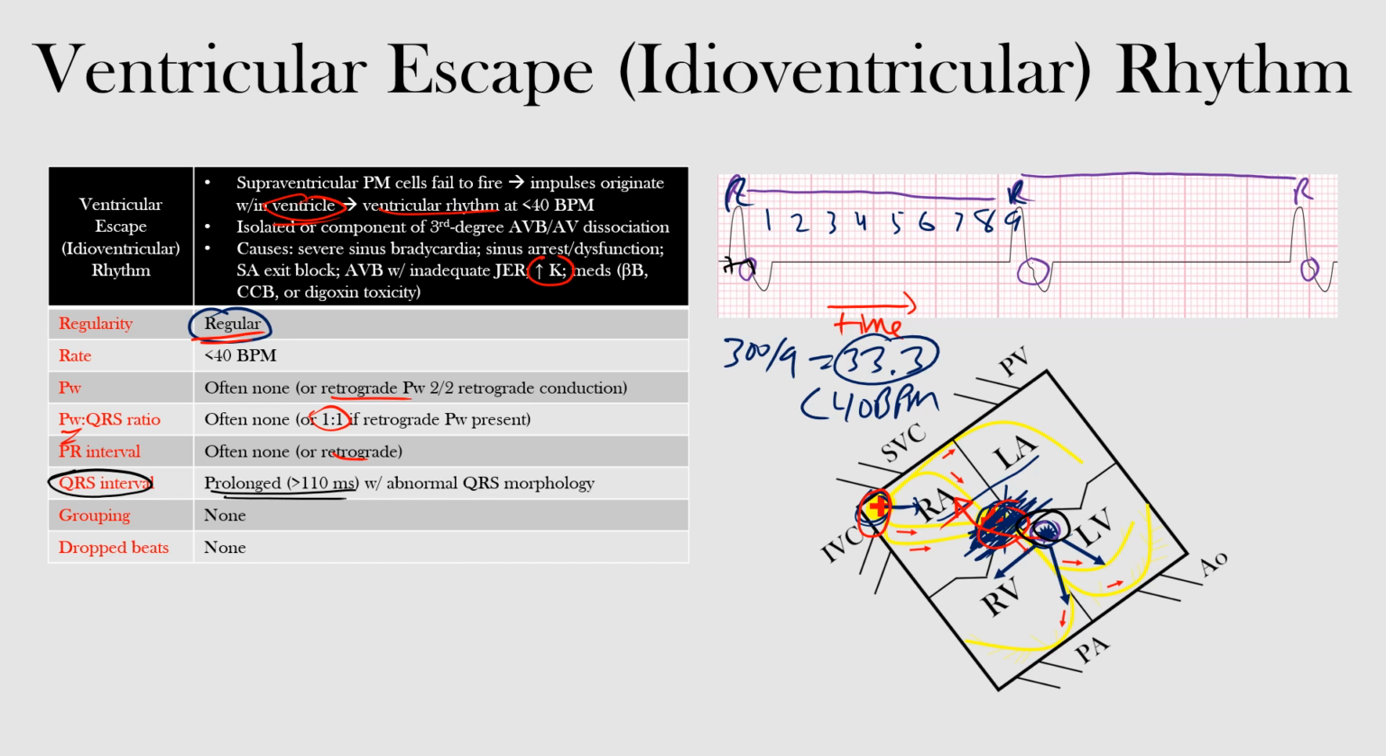There's going to be no grouping as well as no dropped beats. Well, that's the end of this lecture. We discussed ventricular escape rhythm, or idioventricular rhythm, including its origin, mechanism, EKG features, and potential causes. I hope you learned something.